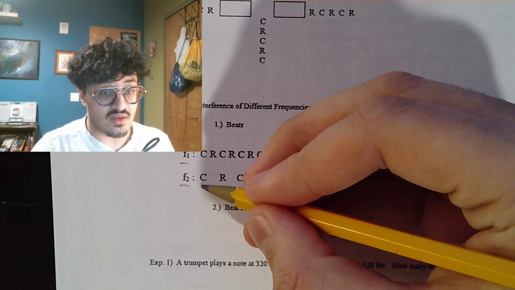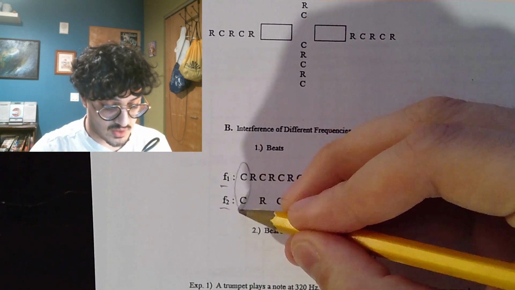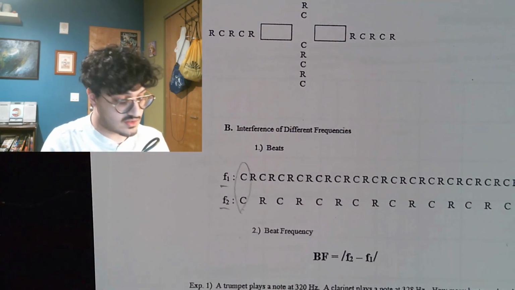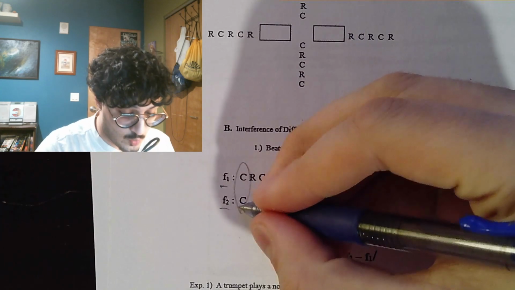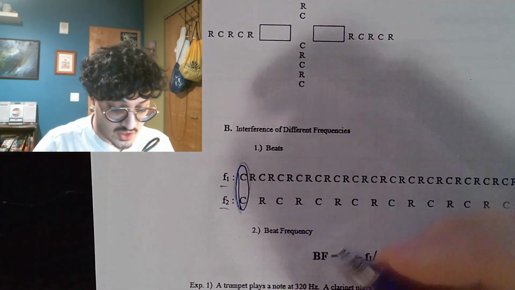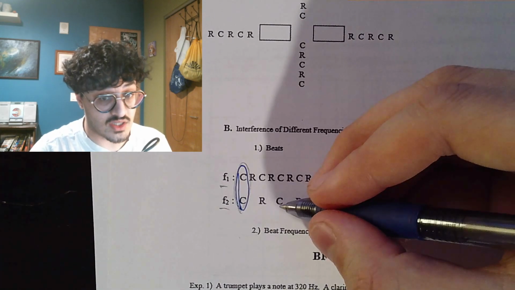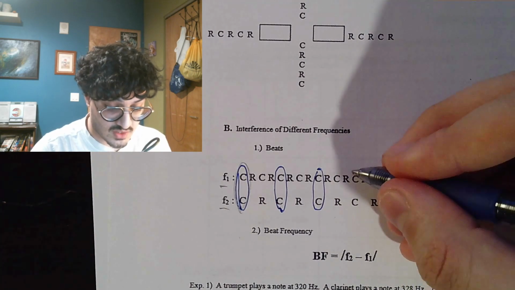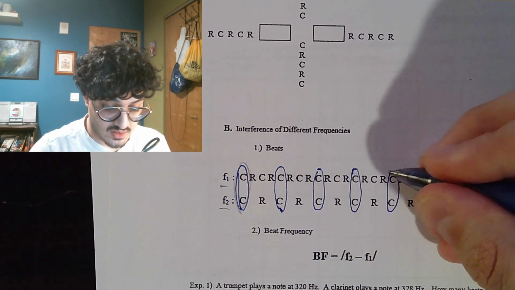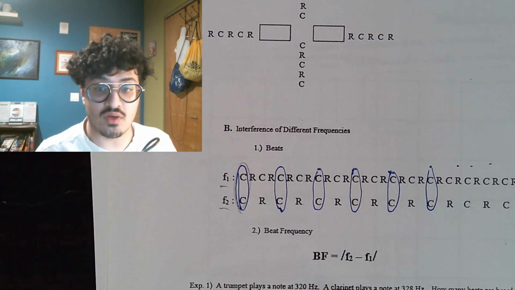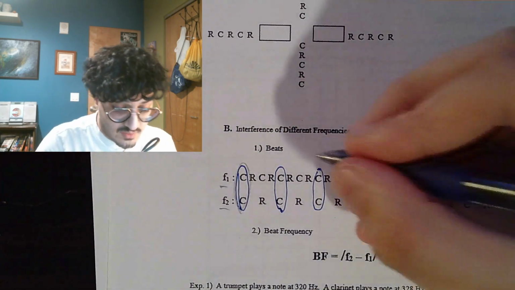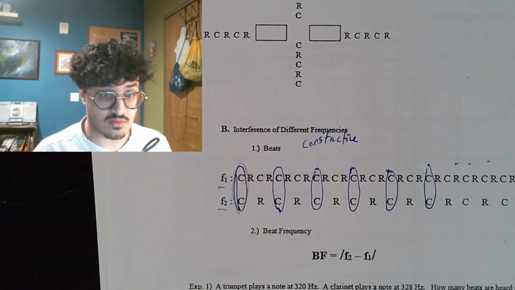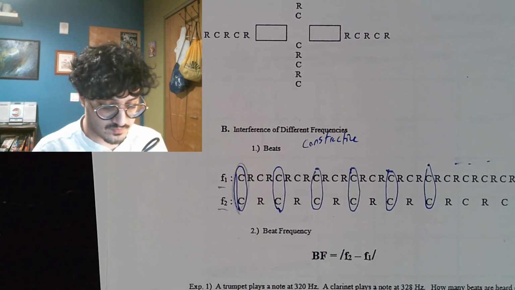You first have the compressions lining up with each other, a compression over a compression. This creates constructive interference. Let's put this in blue right here. Note how we have a compression and a compression there for constructive. We have a compression and a compression here, here, here, and so on and so forth. We can say all of these places have constructive interference with each other. They are increasing in volume.